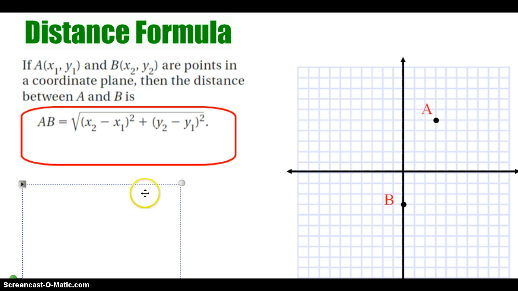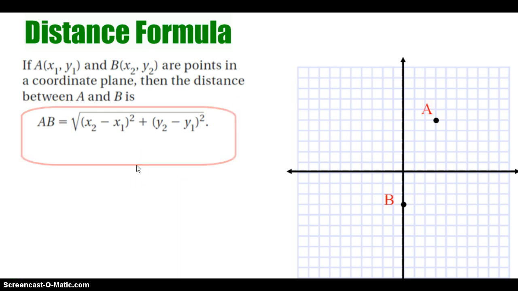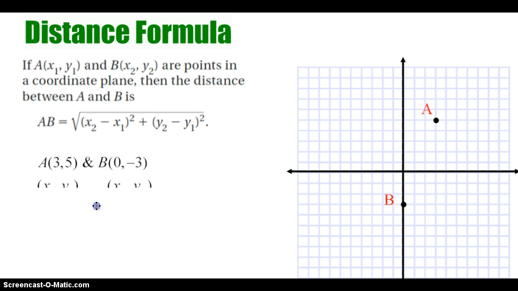So let's practice using the distance formula. I'm going to delete that so we see the distance formula. First thing I do is I have my 2 points. I have A, which was (3, 5), and B, which is (0, -3). The first thing I do is label them x1, y1, x2, y2. Again, it doesn't matter which one you label that, but I just picked A first, then B. And then you simply plug it into the distance formula.